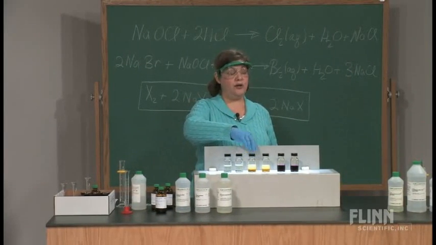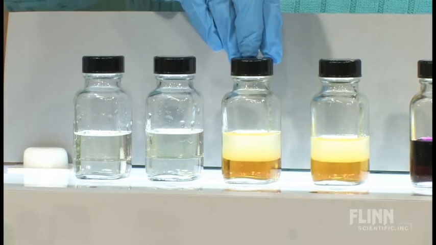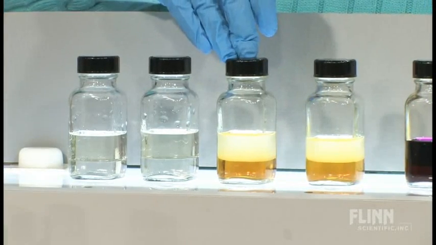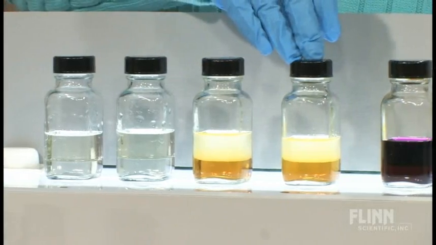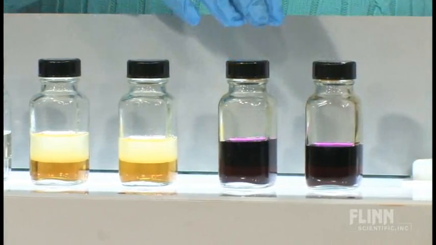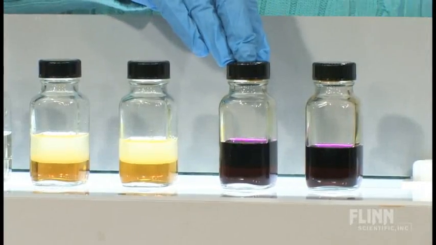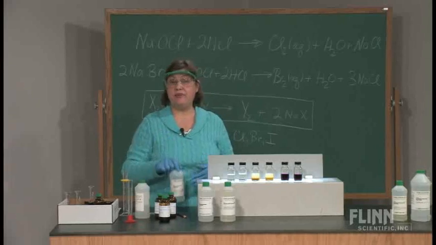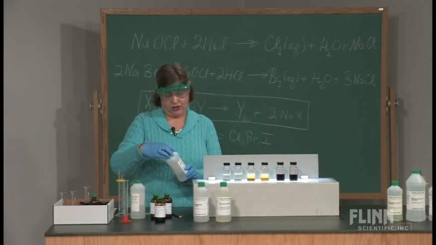In these third and fourth bottles, I have bromine. I'm not going to react it with sodium bromide, so I'm going to react bromine first with sodium chloride and then with sodium iodide. And how about the iodine? What am I going to do there? I'm going to add sodium chloride and then sodium bromide. And what we're going to look for is any evidence of a chemical reaction.